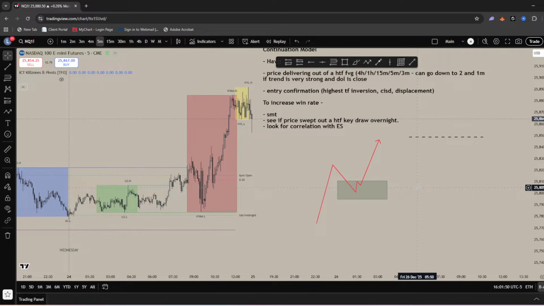Like, for example, if we're looking for longs and we have draws above, if we seen that overnight price had already swept out London low and it swept out Asia low, it swept out previous day low, we know that the higher time frame sell side draws have already been taken, and there's a high probability that we're going to continue to the upside because our sell side draws have already been taken, if that makes sense. But I'll go over that more in the examples.